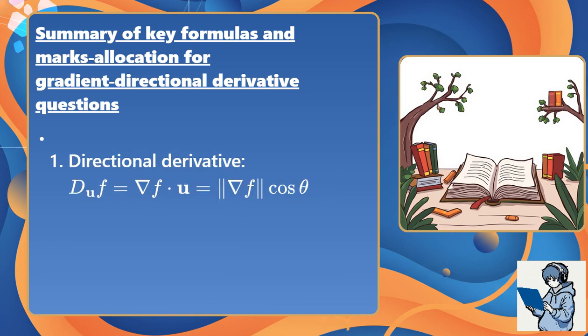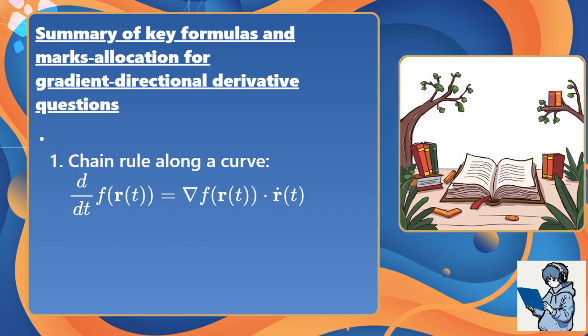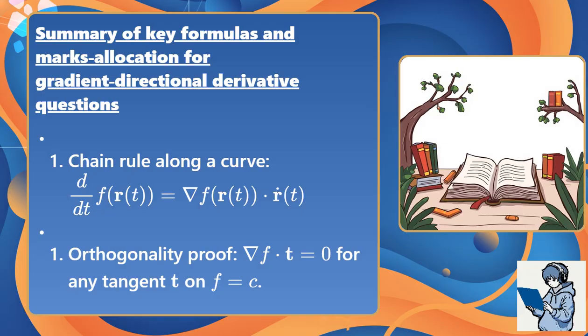Directional derivative: D_u f equals nabla f dot u equals norm of nabla f times cosine theta. Unit vector: u equals v divided by norm v. Chain rule along a curve: d/dt of f(r(t)) equals nabla f(r(t)) dot r'(t). Orthogonality proof: nabla f dot t equals 0 for any tangent t on f equals c.